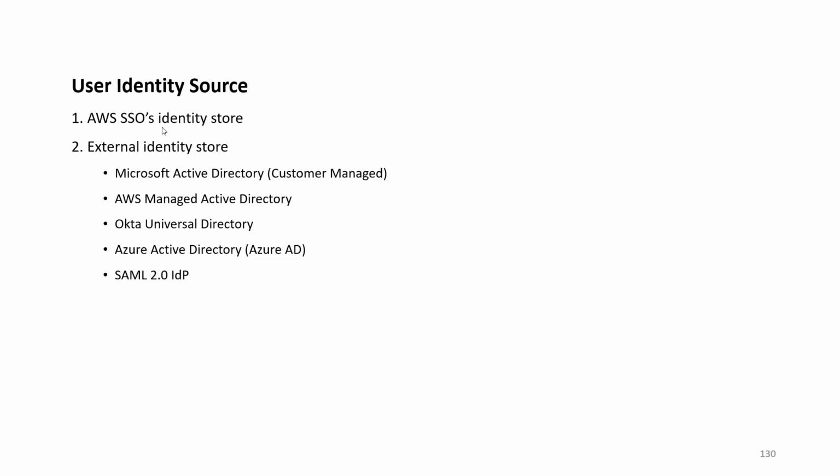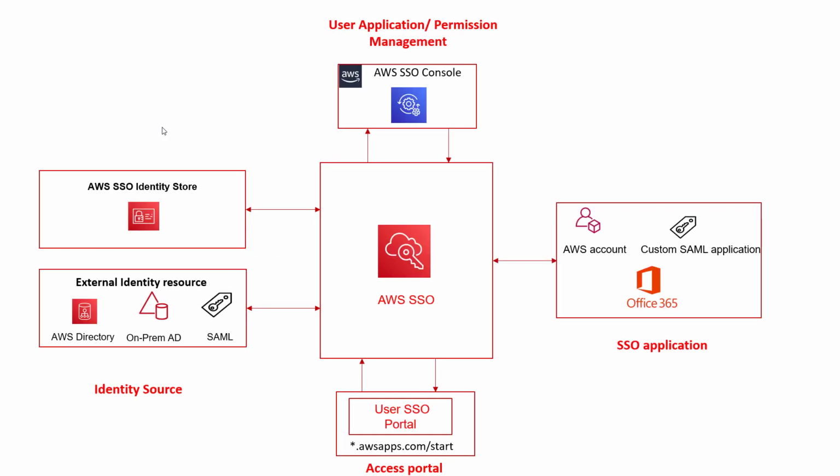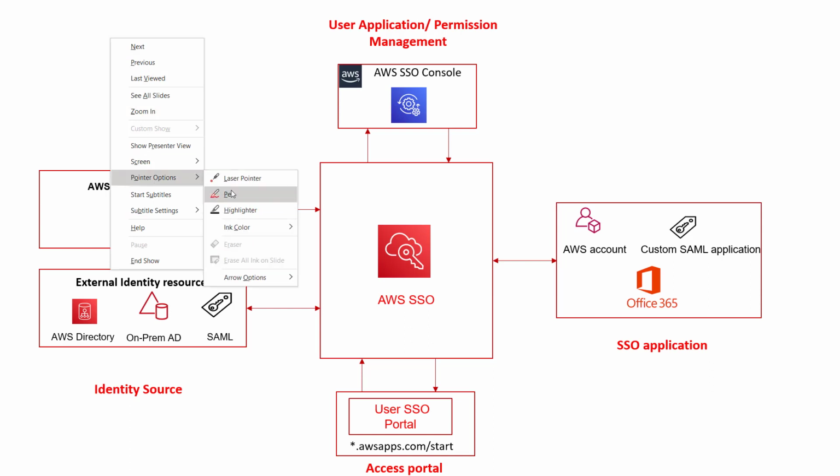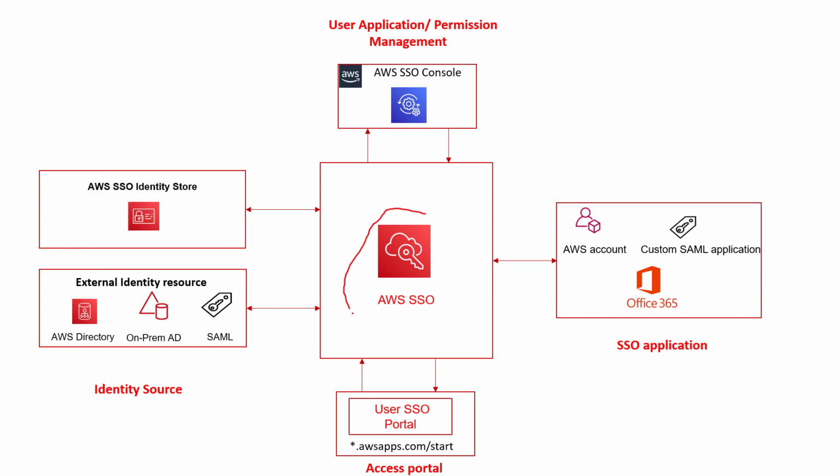The third option is to use the Okta Universal Directory, Azure Active Directory, or any other SAML-based authentication or identity source. This is the picture where we discuss what it looks like. In this module, you can see here this is the AWS SSO. How can a user access AWS SSO? This is the URL. Each and every organization has one unique URL, so you can access the SSO using this URL.